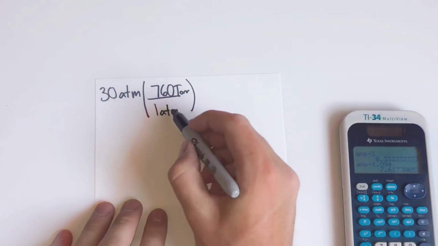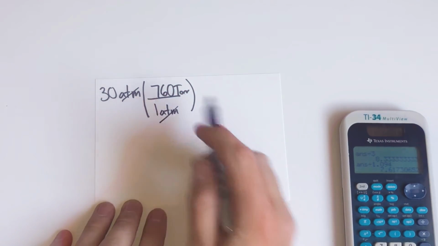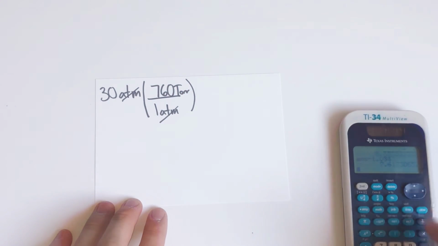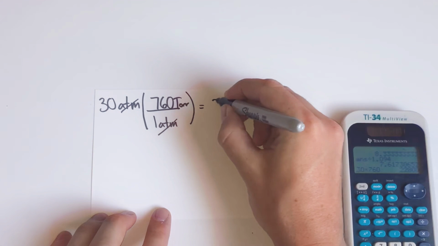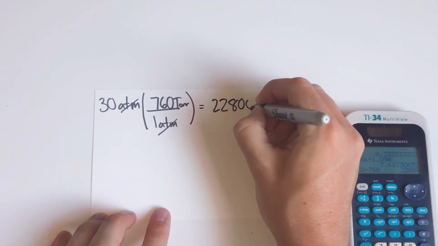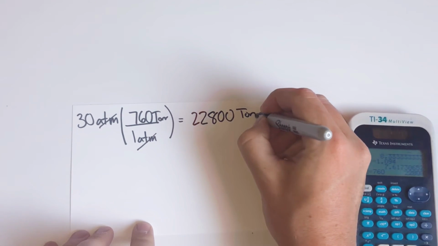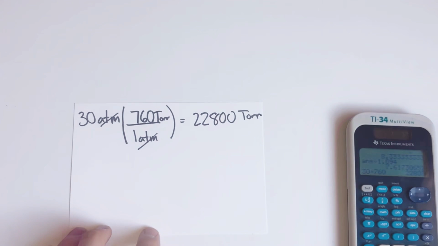So this is simple enough, though. We know that we have 30. We'll just have to do 30 times 760, and that is equal to 22,800 torr. I said this is a very high pressure situation.